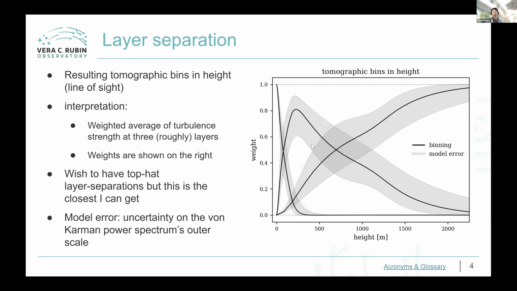I've also included some model error here just to illustrate how much theoretical uncertainty there is in these measurements, and that's mostly because we don't know how well the atmosphere would follow, say, a fiducial von Karman or Kolmogorov power spectrum.